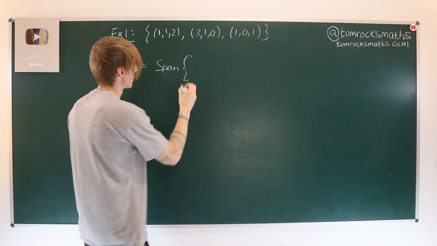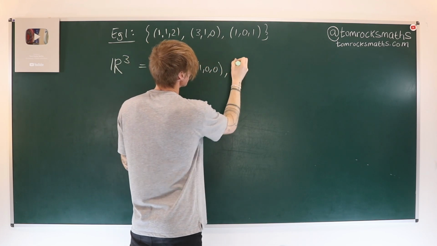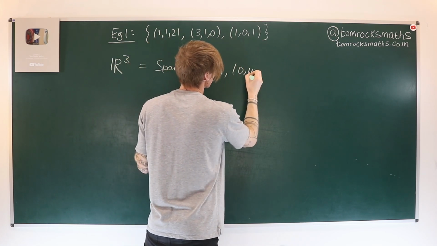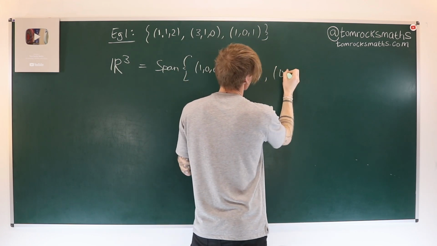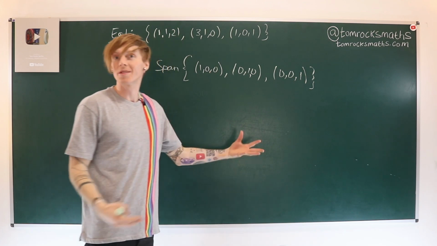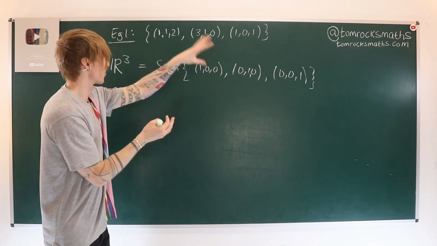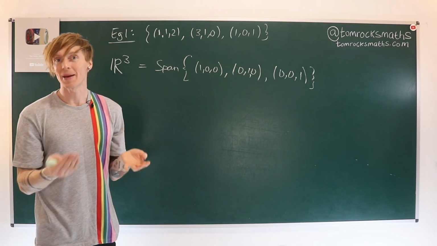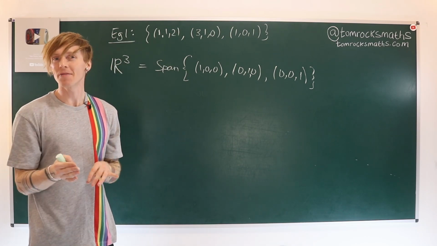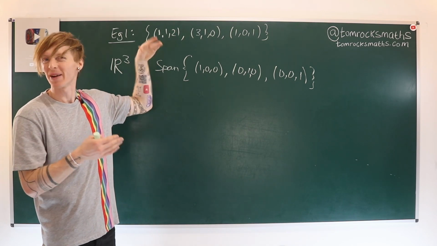This is a basis, and we could take (1, 0, 0), (0, 1, 0), and (0, 0, 1). So the standard or canonical coordinate basis, exactly as we did in the plane, we can now do it for all of 3D space.